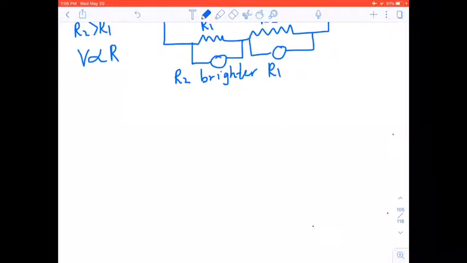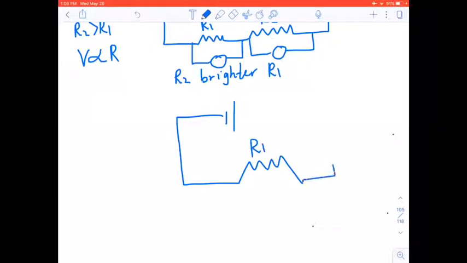Here we have again the same battery, but this time we have R1, okay, and we have R2 connected here, okay.